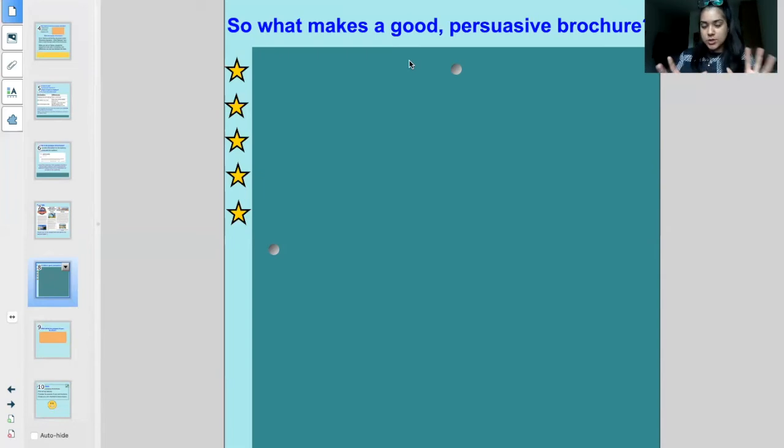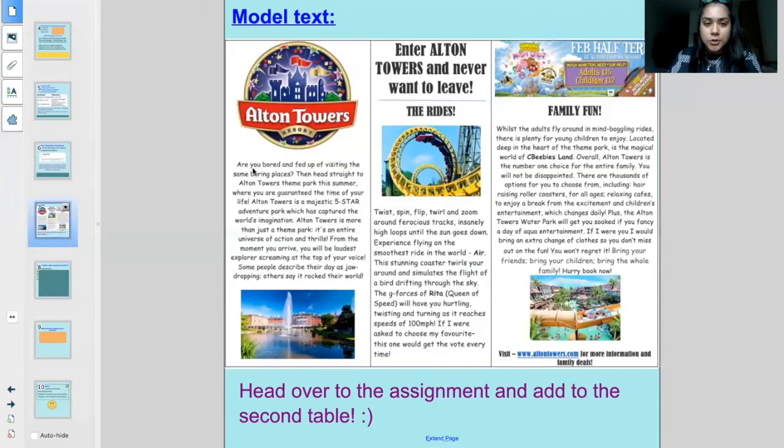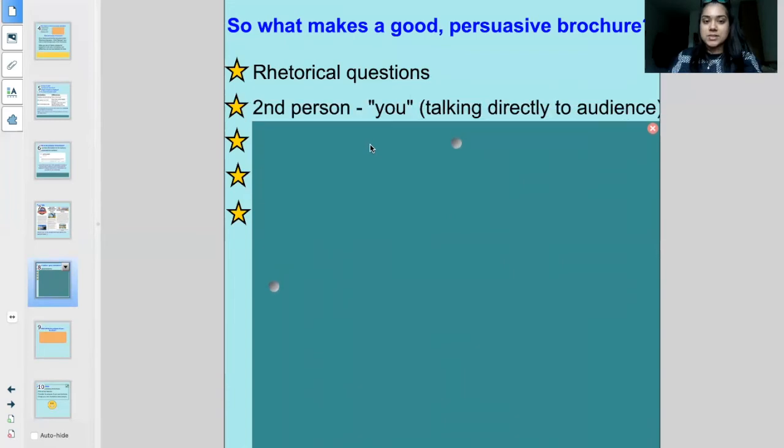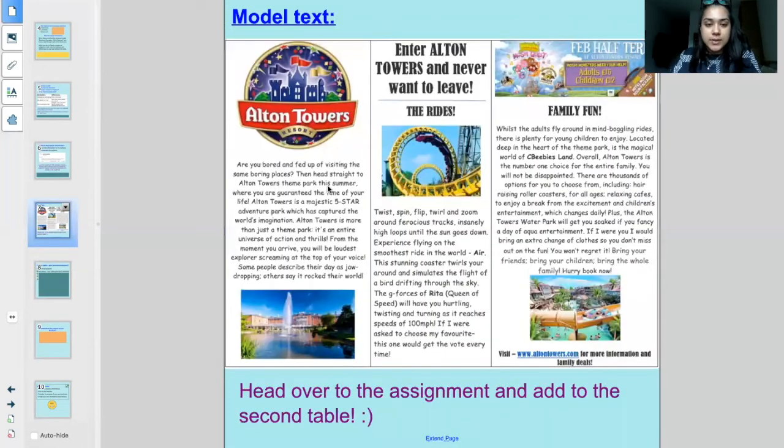Hopefully, these were some of the things that you wrote down on your list for the persuasive points in this brochure. So hopefully you might have recognized there was a rhetorical question. Are you bored and fed up of visiting the same boring places? So, rhetorical questions. The use of second person. Again, don't worry if you're not too sure what the second person is, but a reminder, if you do remember, it's using the pronoun you, so talking directly to the audience. So let's look at this rhetorical question. Are you bored and fed up of visiting the same boring places?